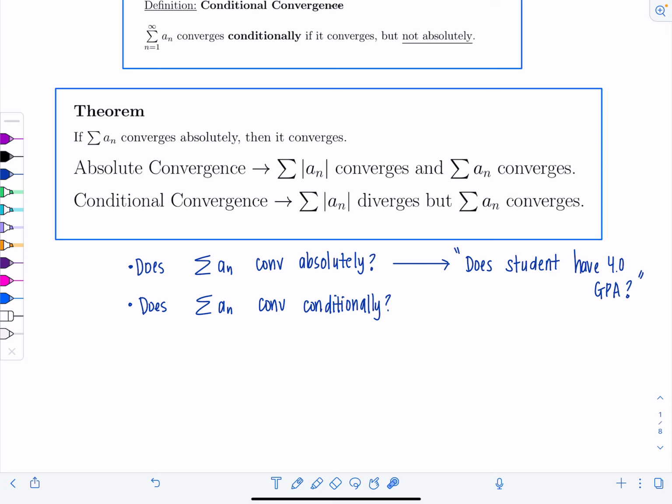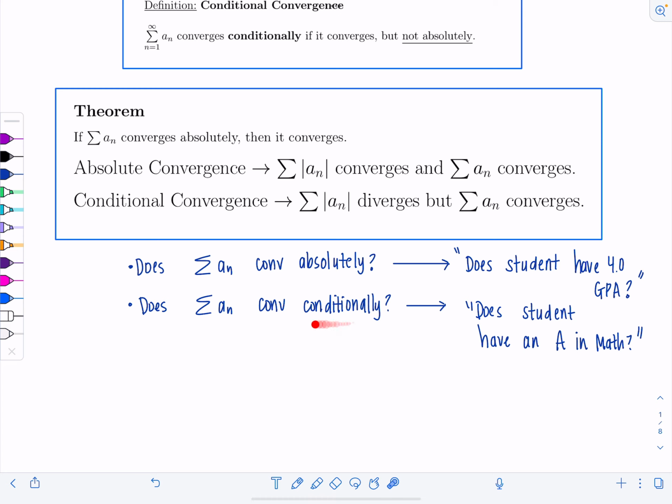And then, does the series converge conditionally? Think of that like, does the student have an A in math? Just math, just one class. And here's why this will be helpful. If you know that a series converges absolutely, then if you can answer yes to this, then you're done. You can already answer yes to this. It does not need further addressing. Just like if you can determine that a student has a 4.0 GPA, then you know for sure they have an A in math.